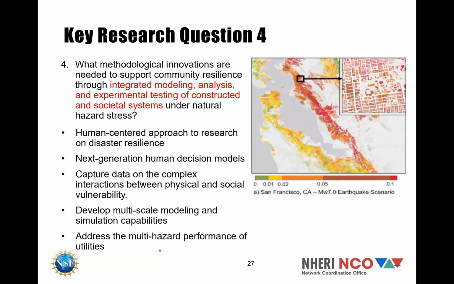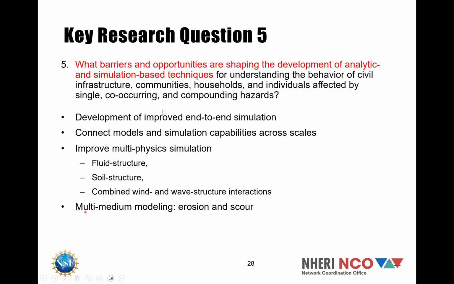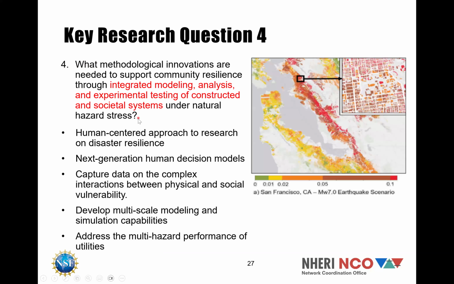Key research question 4 asks: what methodological innovations are needed to support community resilience through integrated modeling, analysis, and experimental testing of constructed and social systems? So again, not just constructed infrastructure, but also the social systems under natural hazard stress. So, changing this to a human-centered approach to our research.